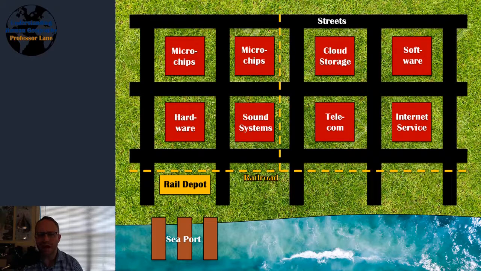This crude diagram of high-tech agglomeration represents the impact of infrastructure and firm similarities on the location of these businesses. The location of a rail depot and seaport on the bottom left of the diagram has an impact on the clustering of these firms.